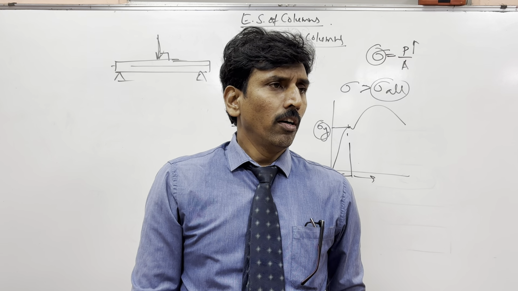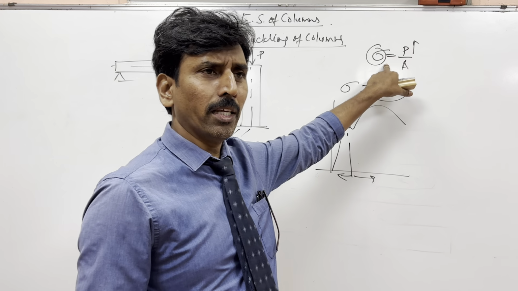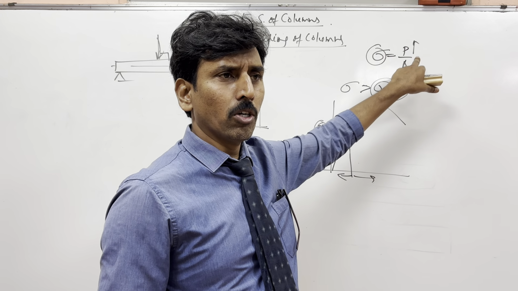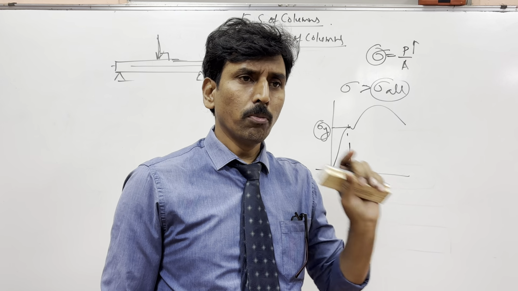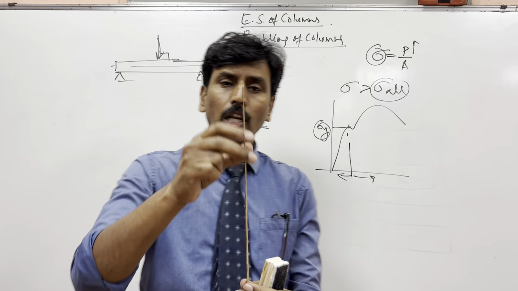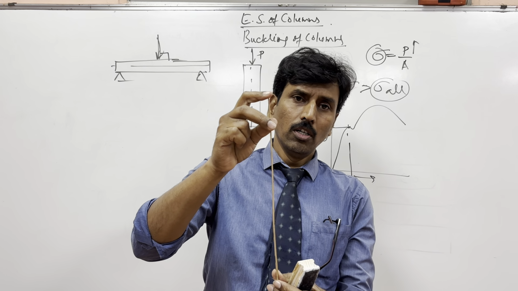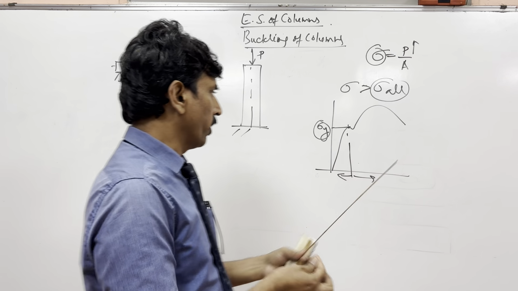So people felt something had to be done about this equation, because it is not right. It is only suitable for short lengths. It is not suitable for long lengths. You can't apply sigma equals P by A to a very long column like this, because it will not take that much load. This is only for compressive loading.